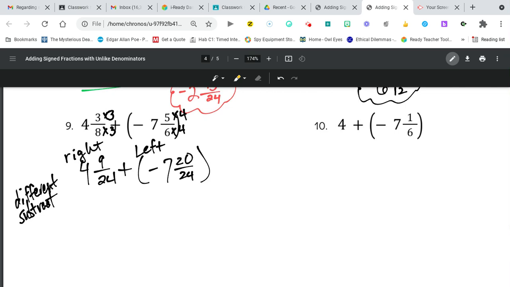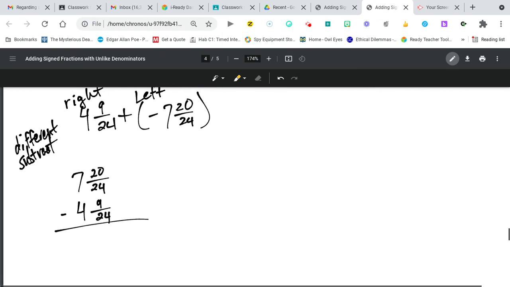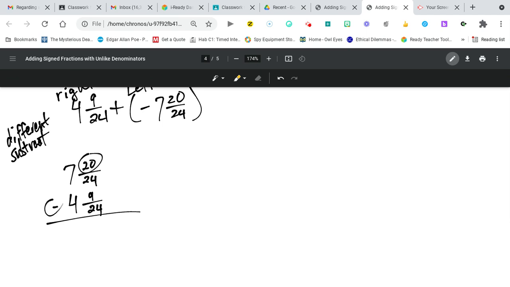It's more to the left, so I'm going to stack it on top. I got a larger group of negatives. Now it should be really easy to see that you can start off with 20 and take away 9. It's just that you want your numerator to be higher if it's on the top. So you can subtract without regrouping. If the top numerator is lower, you're going to have to regroup, guys. So 20 minus 9 is 11. Keep the 24. And 7 minus 4 is 3.